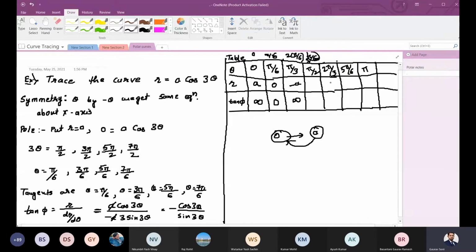The next value at pi by 2, you'll get 0. And this is also 0. At 2 pi by 3, you can check that this is becoming a. This is infinity. At 5 pi by 6, it is becoming minus a. This becomes, oh sorry, 5 pi by 6 is 0 actually. This is 0. At pi, it is becoming minus a, and this is infinity.